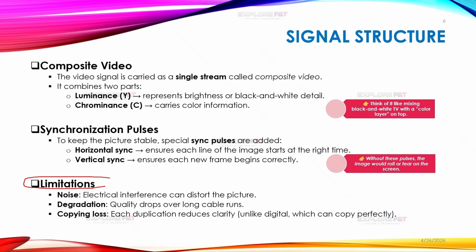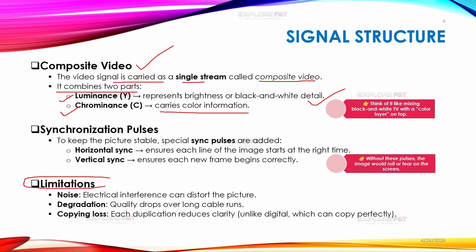The first part is composite video. The video signal is carried as a single stream called composite video. It combines two parts: one is luminance, and the second one is chrominance. Luminance represents brightness or black and white details, and chrominance carries color information.